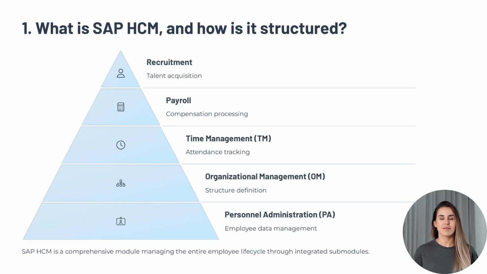1. What is SAP HCM and how is it structured? SAP HCM stands for Human Capital Management, and it's a comprehensive module in SAP that helps manage the entire employee life cycle. It's structured into several submodules like Personnel Administration, PA, Organizational Management, OM, Time Management, Payroll, and Recruitment. Each module handles a specific HR process, and together they ensure smooth HR operations.